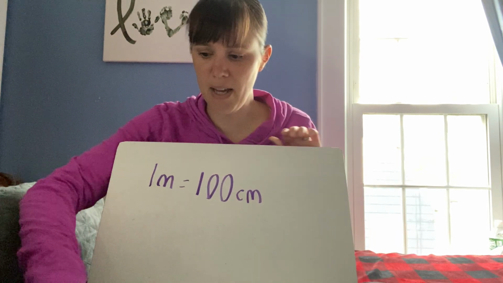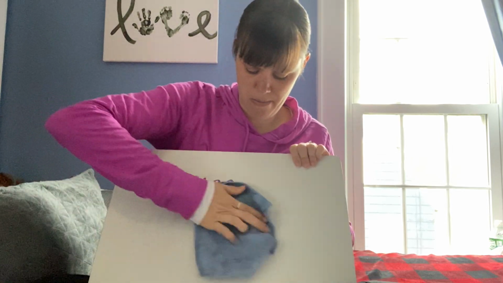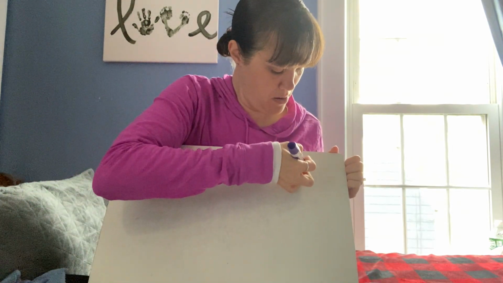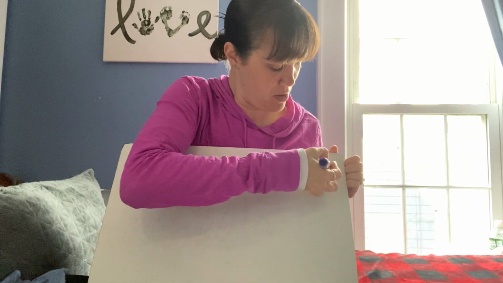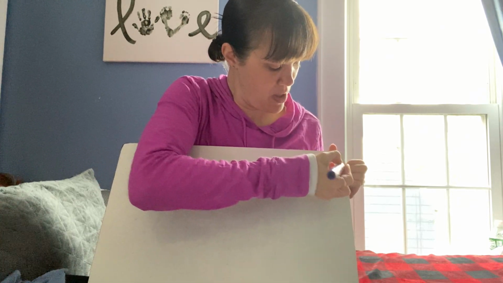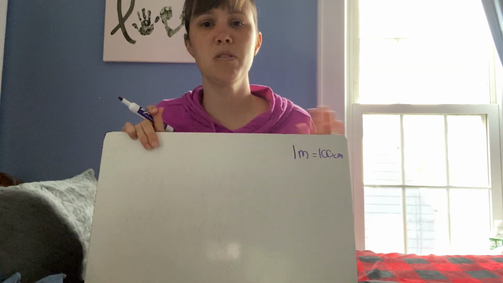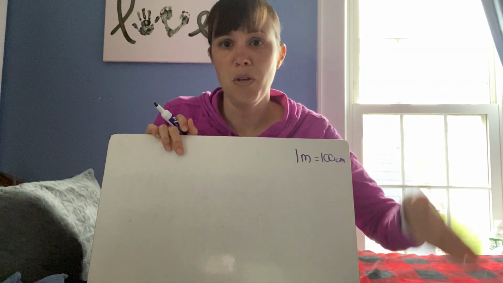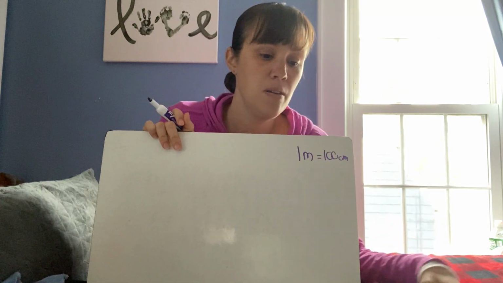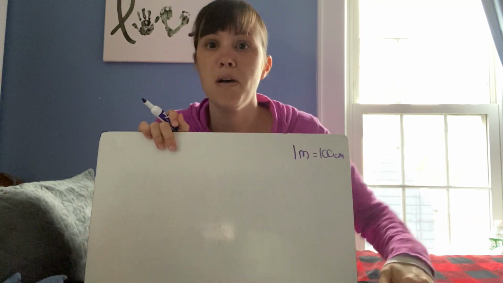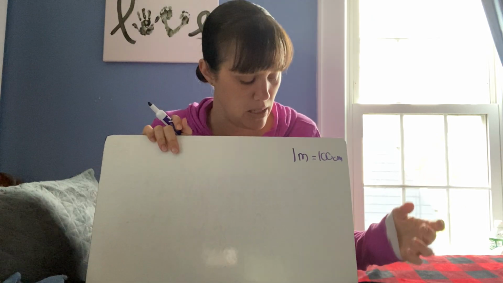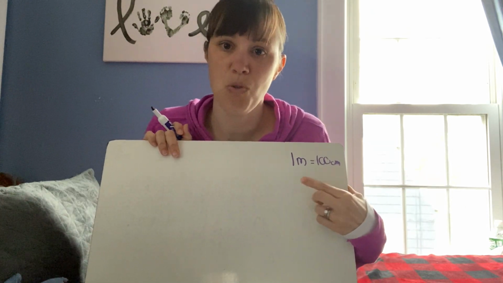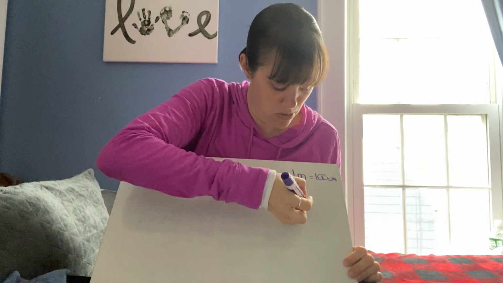Okay, so if I'm going to draw, maybe I'll try to put that off in the corner. 1 meter equals 100 centimeters. Remember that module that we did, most of the units were 1,000, so like 1 gram and 1,000 kilograms and stuff like that. This was our only one with 100. So 1 meter was 100 centimeters.